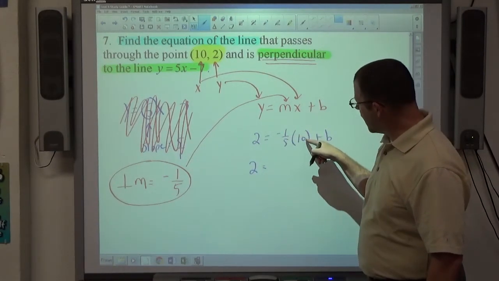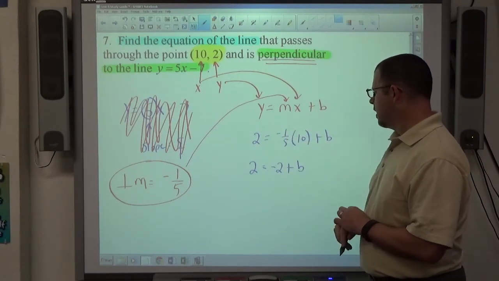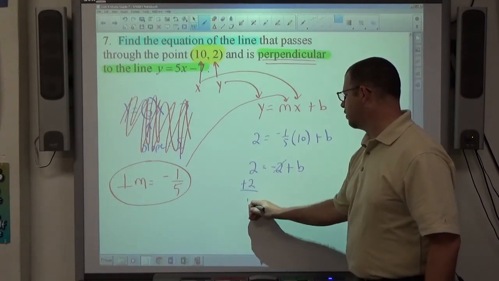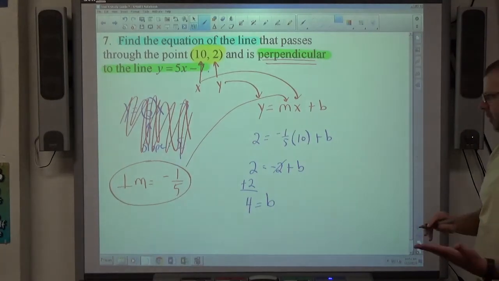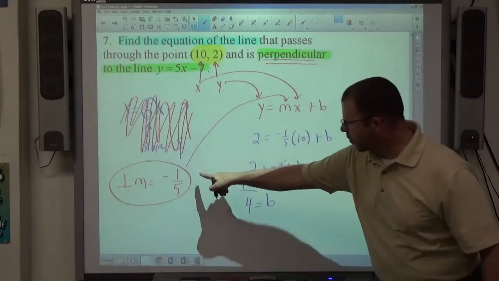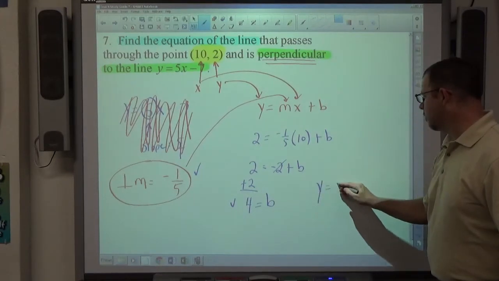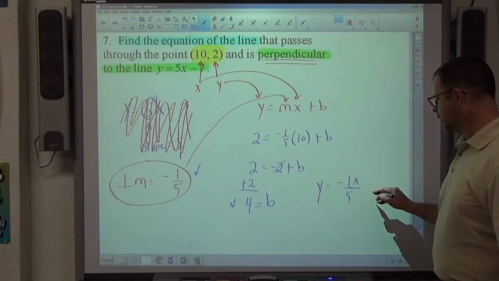Negative 1/5 times 10, 10 divided by 5 is 2, times negative 1 is negative 2. And if 2 equals negative 2 plus b, we move that 2 over, it becomes positive. 2 plus 2 is 4. So b is equal to positive 4. So once I know both the slope, the perpendicular slope, and the y-intercept 4, my answer is y equals negative 1/5 x plus 4.